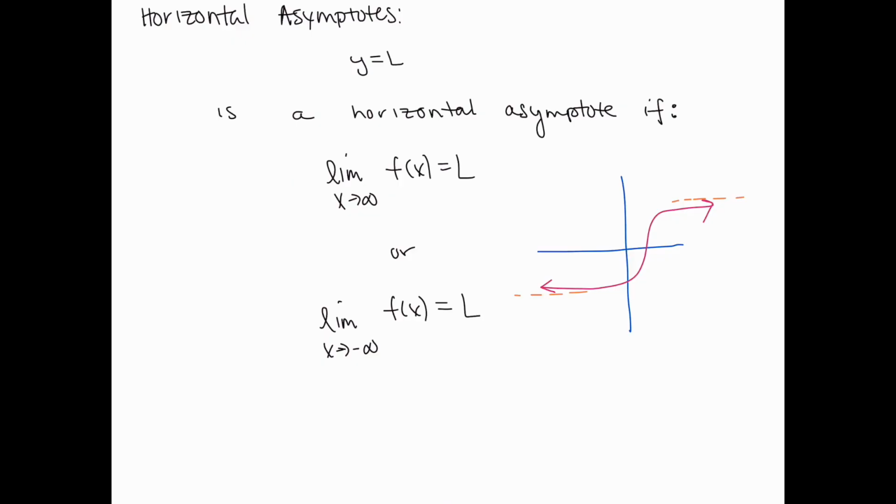So we're going to say that the line y equals L is a horizontal asymptote if our limit as x goes to positive infinity equals L, or the limit as x goes to negative infinity equals L. So the idea is if you look at the right side as x goes to infinity, or the left side as x goes to negative infinity, if the function approaches a constant, that means you have a horizontal asymptote.